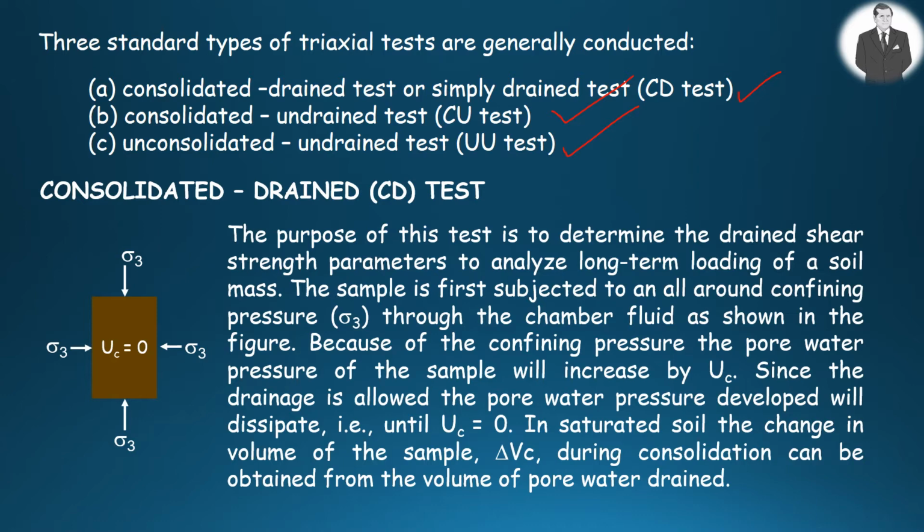The sample is first subjected to a confining pressure through the pressurized water in the cylinder. Because of the confining pressure, the pore water pressure of the soil sample will increase. Since the drainage is permitted, the pore water pressure generated will dissipate and become zero. In saturated soil, the change in volume of sample during consolidation can be figured out from the volume of pore water drained.